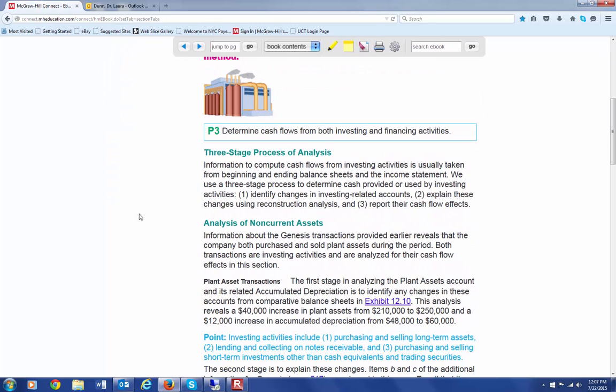So let's look at this, a three-stage process of analysis. Information to compute cash flows from investing activities usually comes from beginning and ending balance sheets and the income statement. We first have to identify changes in investing-related accounts, explain these changes using reconstruction analysis, and then report the cash flow impact.